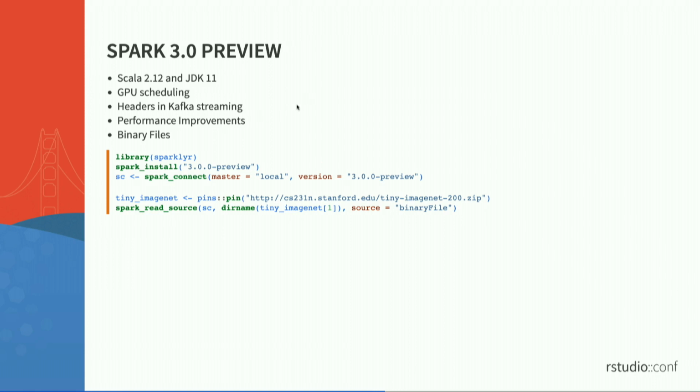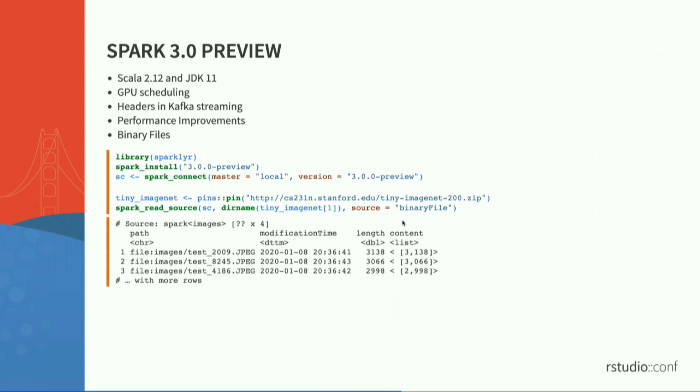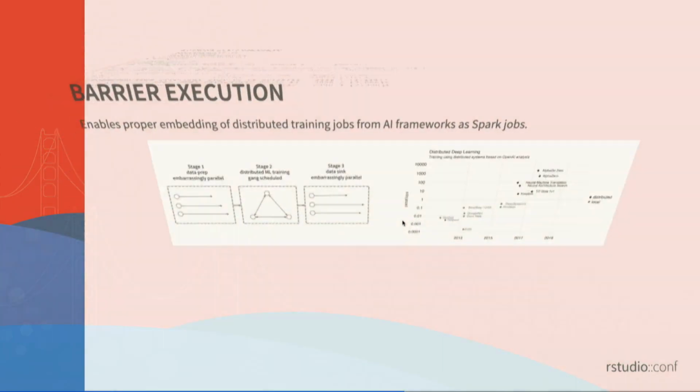And in this particular example, what we're doing is we're downloading ImageNet, well, actually a subset of ImageNet called Tiny ImageNet. And we're using the pins package to download it, and then we're loading that data set into Spark by using a new feature called binary file, which basically gives you a data frame with images in each row, which you can use for deep learning or why not.